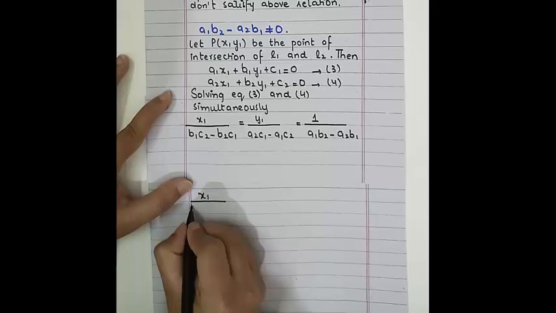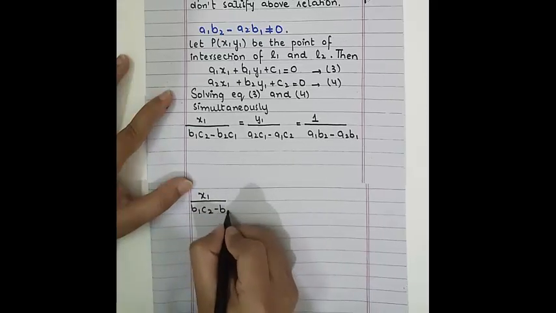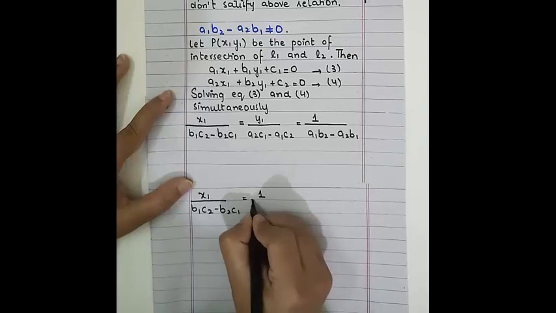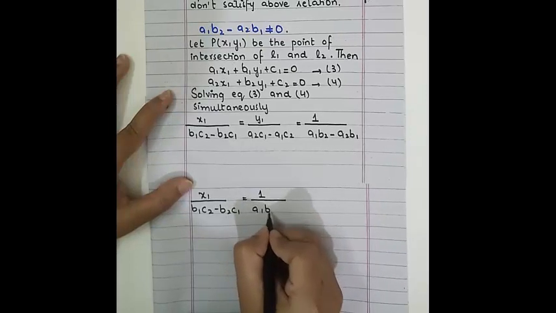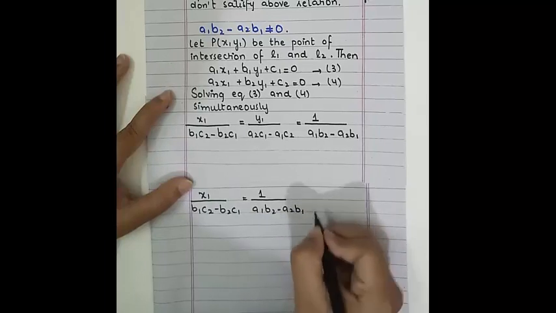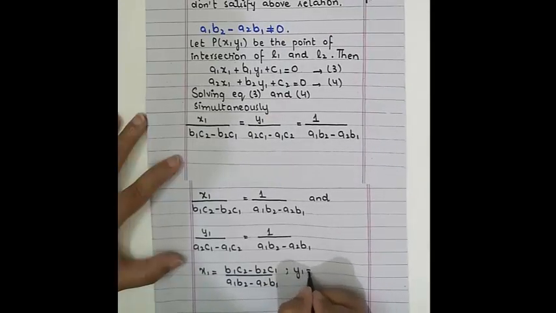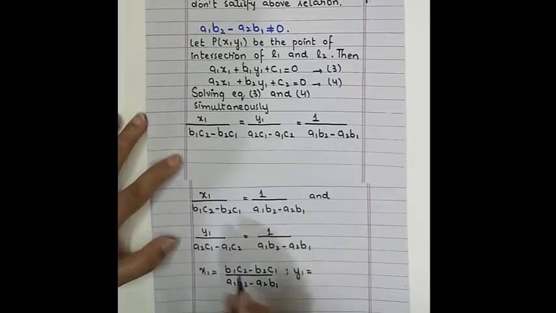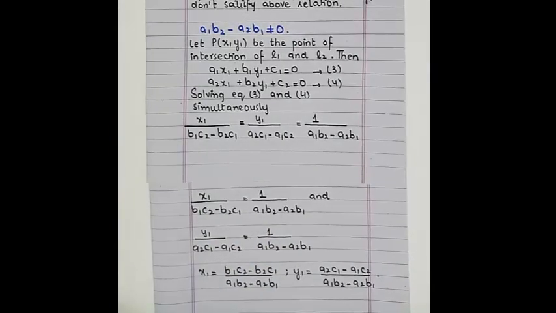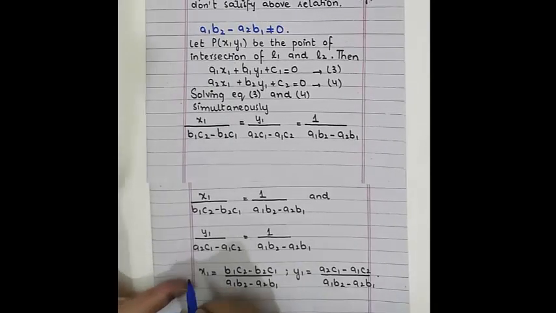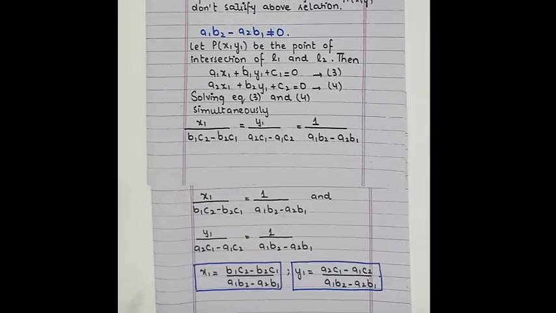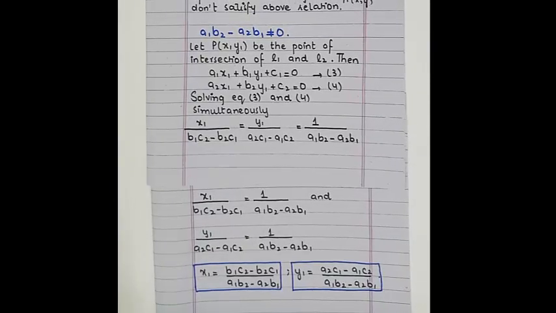x1 over b1 c2 minus b2 c1 is equal to 1 over a1 b2 minus a2 b1, and from here we will separate out the value of x1 and y1. For the value of y1, take this term to the other side of the equality and separate out y1. So these are the values of respective x1 and y1, which are the point of intersection of two straight lines. Now we will take an example to apply this formula in order to get the value of x1 and y1.